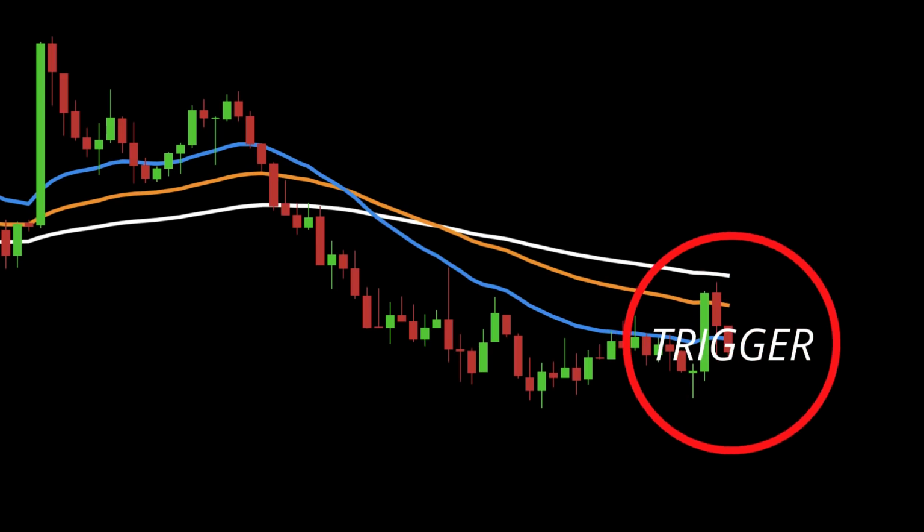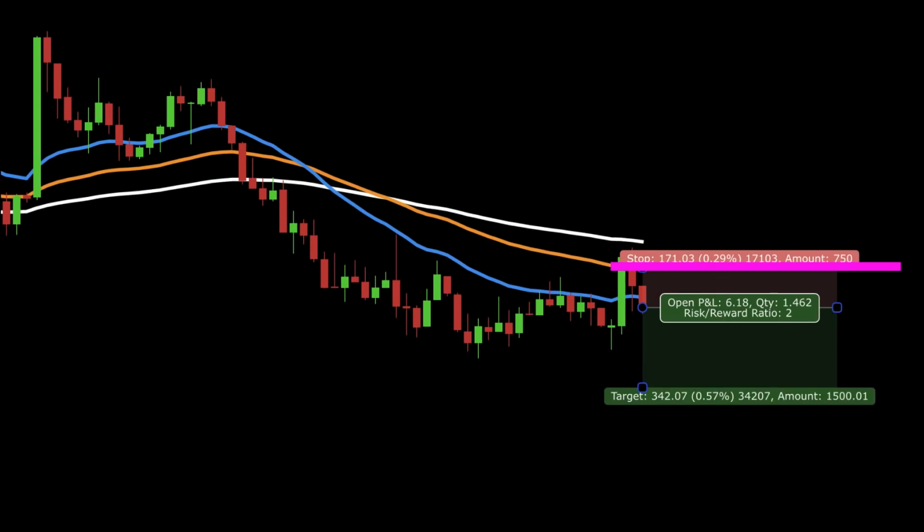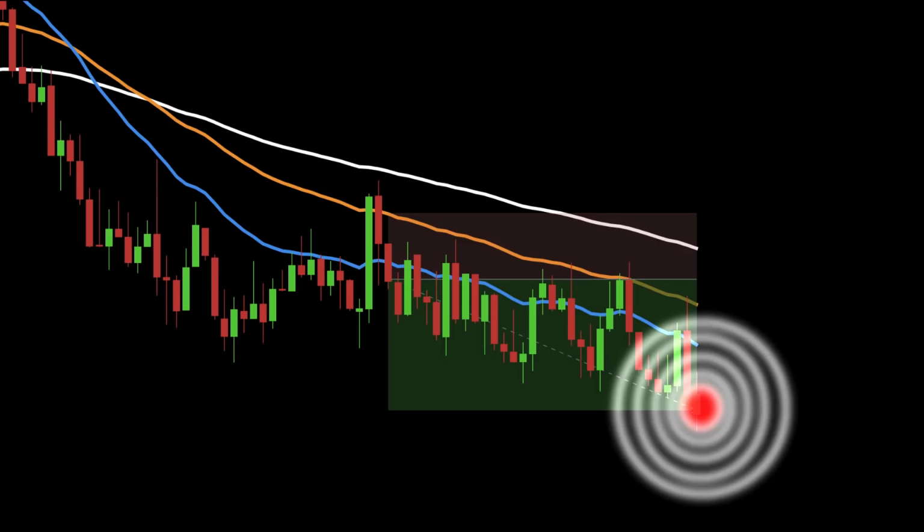Our confluence is found on this trigger candle. The stop is placed at the 50 EMA and the target is 1 to 2. And this one hits the target.